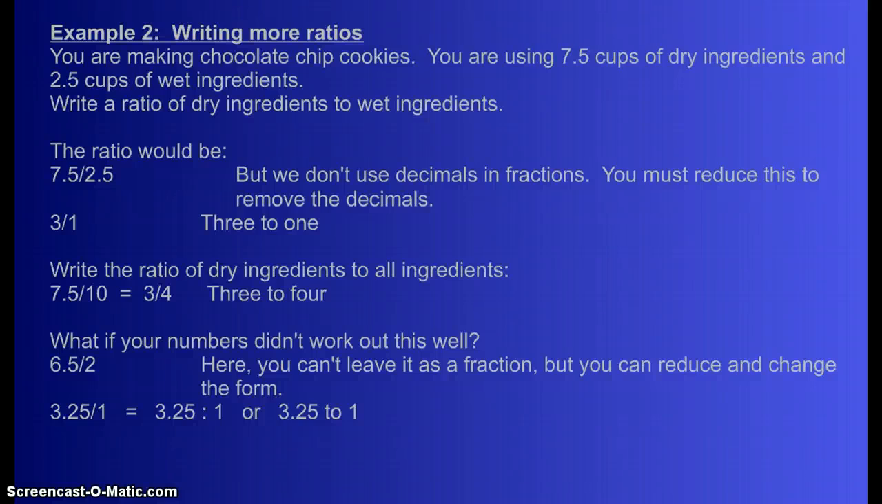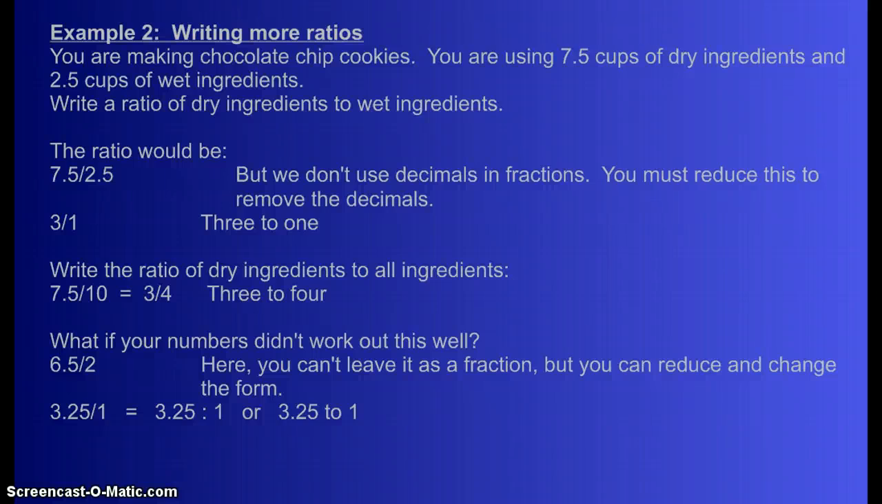But we don't use decimals and fractions, so you have to reduce this to remove the decimals. Okay? 7.5 is divisible by 2.5, and that is 3. And 2.5 divided by 2.5 is 1. So the ratio is actually 3 to 1.